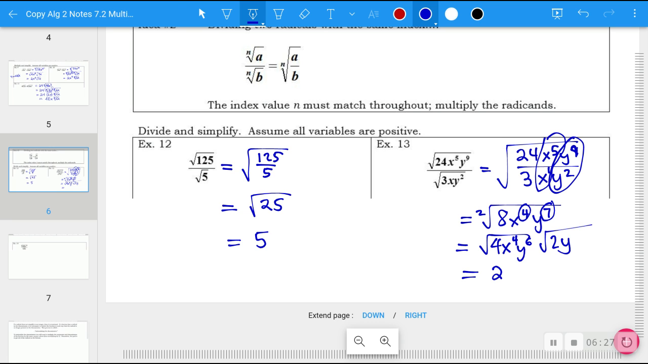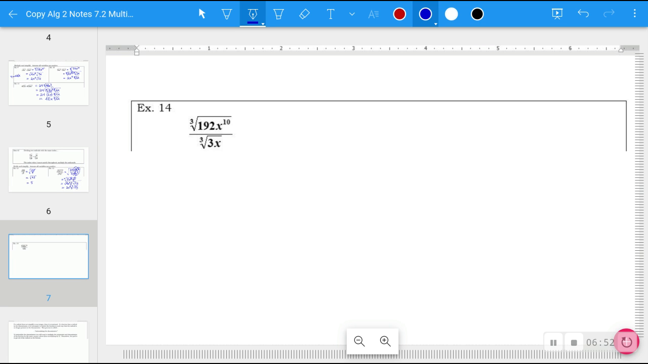Square root of 4, square root of x to the 4th, square root of y to the 6th, and I made a mistake there. Let me back up here. Square root of x to the 4th, square root of y to the 6th, and then our extra square root of 2y there, which we can't do anything about. So there's our final answer. Okay, I'll do one more like that.